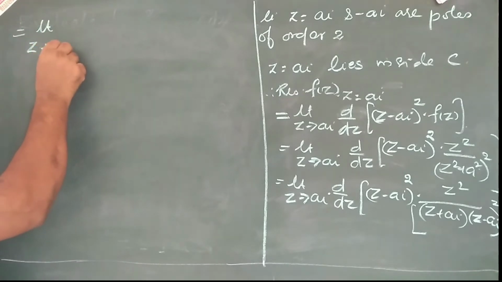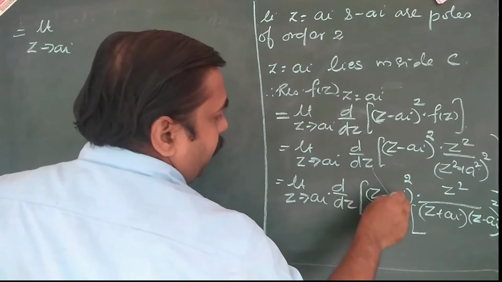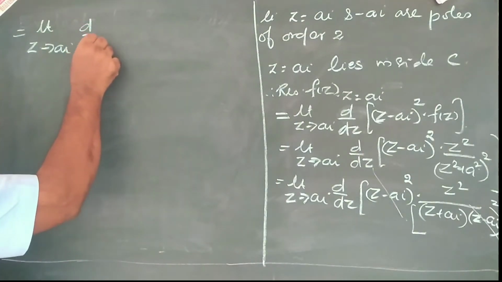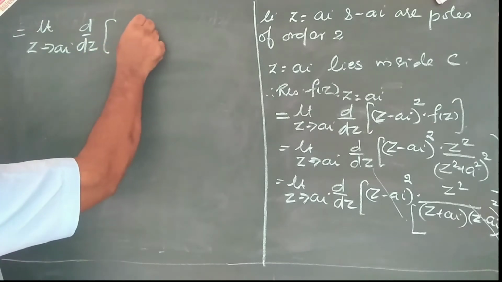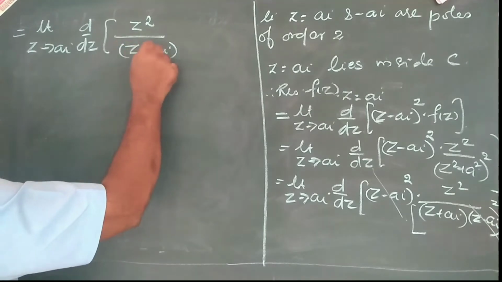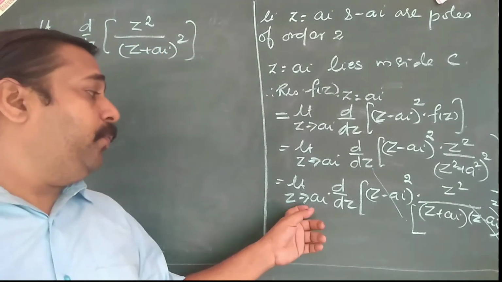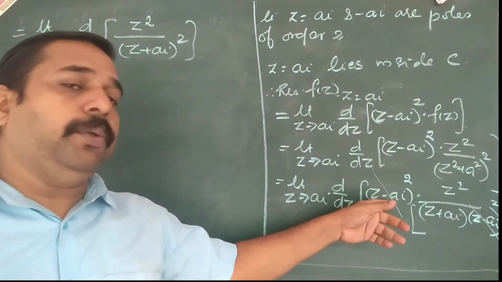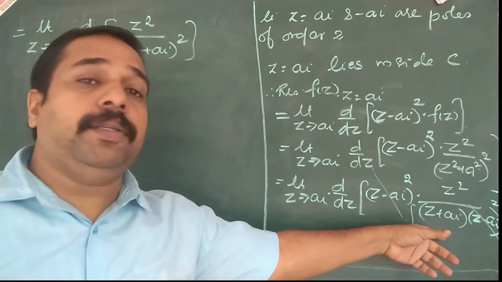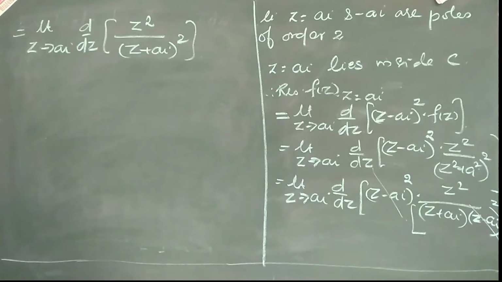Z tends to ai. So this z minus ai, this z minus ai cancel. d by dz of z square divided by z plus ai the whole square. So each term, before applying the limit, we should cancel this factor. Otherwise, we get the denominator value equal to 0, then the whole term is equal to infinity. So this is the technique.